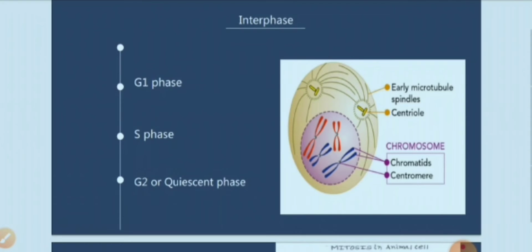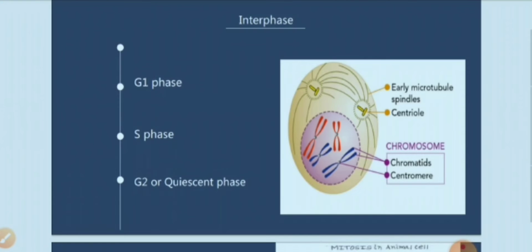So in G1 phase, the cell is metabolically active, it grows bigger in size, but the DNA does not replicate in this stage. While in synthesis phase or the S phase, the DNA synthesis occurs, causing doubling of DNA per cell. However, the chromosome number remains same, they don't multiply. And the last phase in interphase is G2 phase.